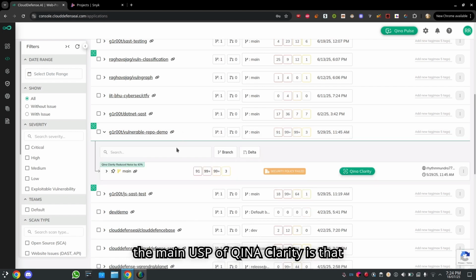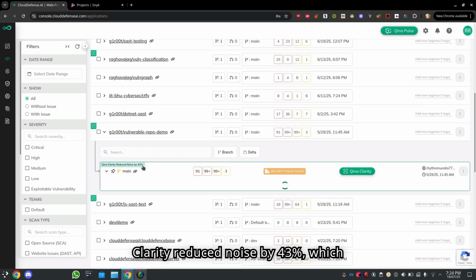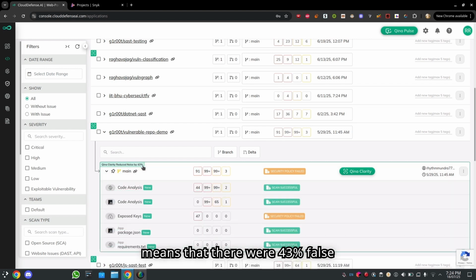The main USP of QINA Clarity is that they claim they reduce false positives with an accuracy of more than 98-99%. As you can see here, they are saying that QINA Clarity reduced noise by 43%, which means that there were 43% false positives in the vulnerabilities found in the repo. Which means if there are 100 vulnerabilities in the repo, then 43 of them are false positives. So it saves the developers weeks of time.